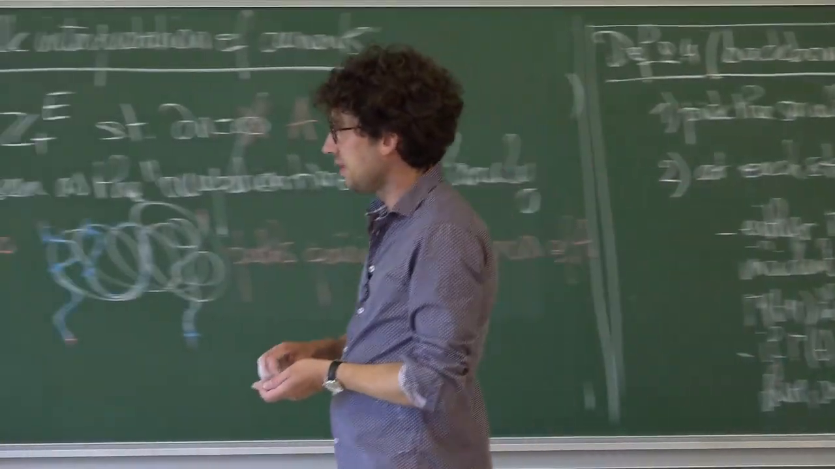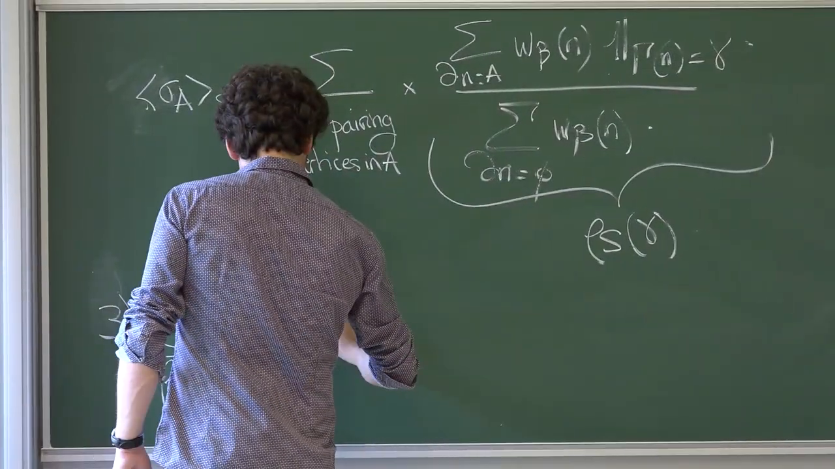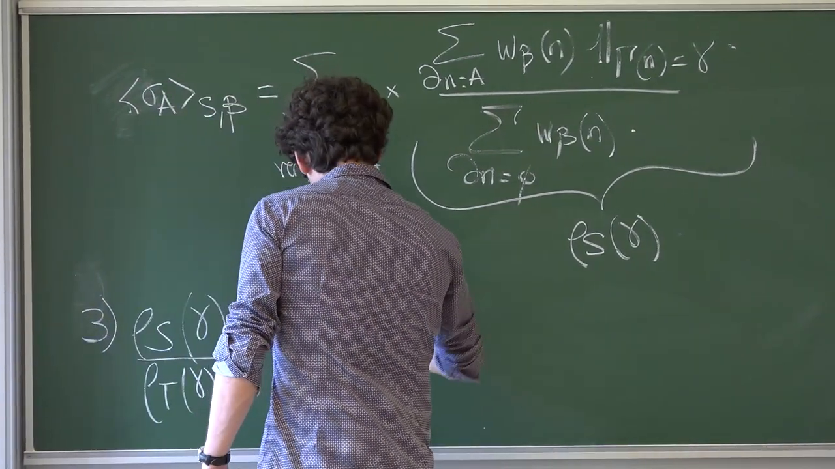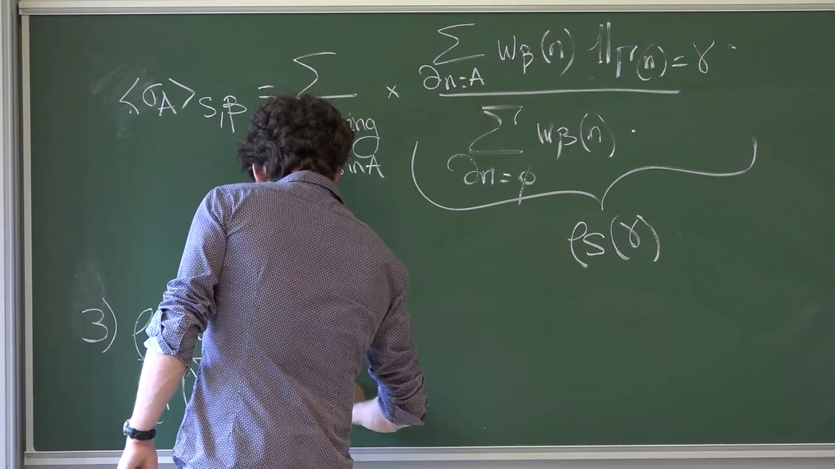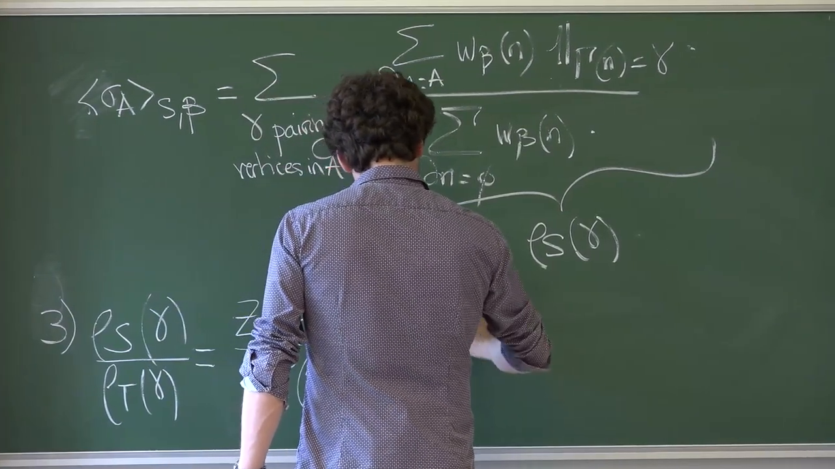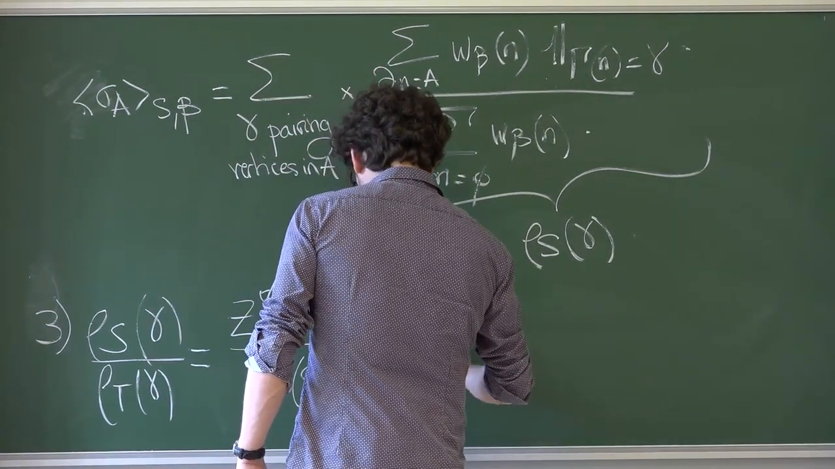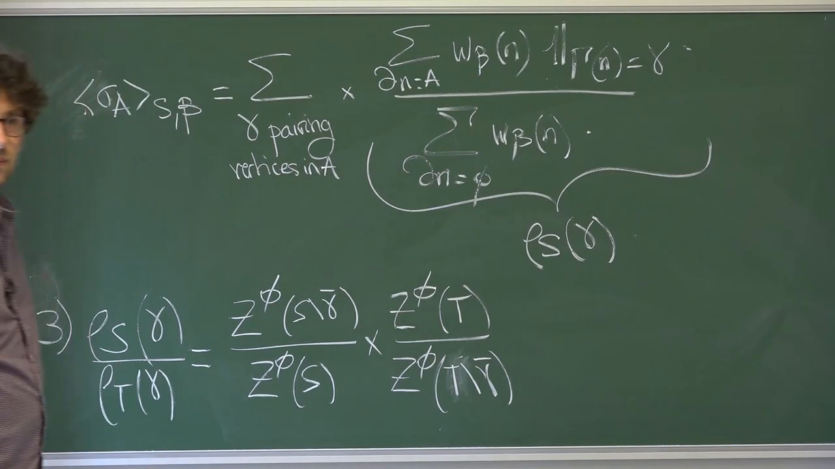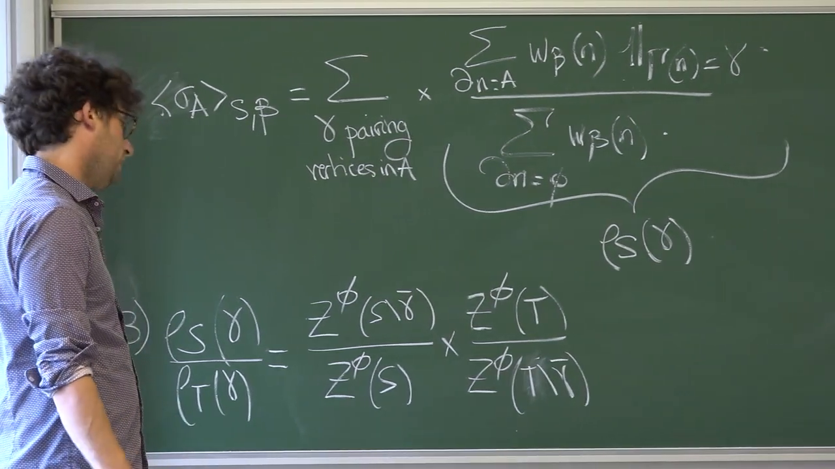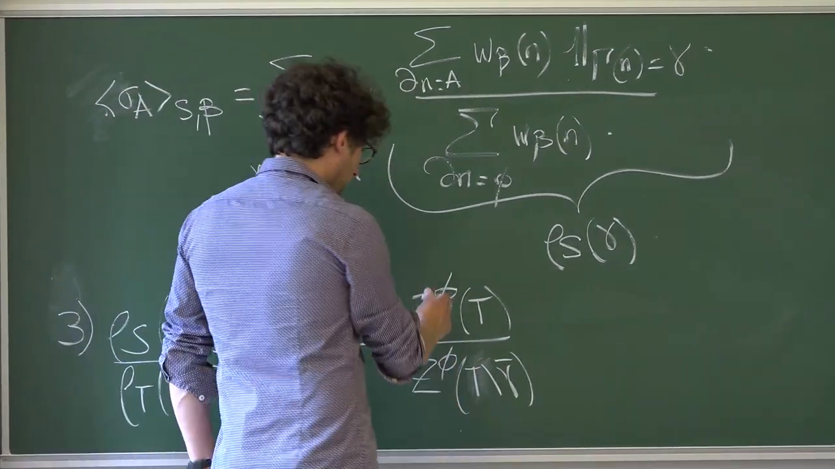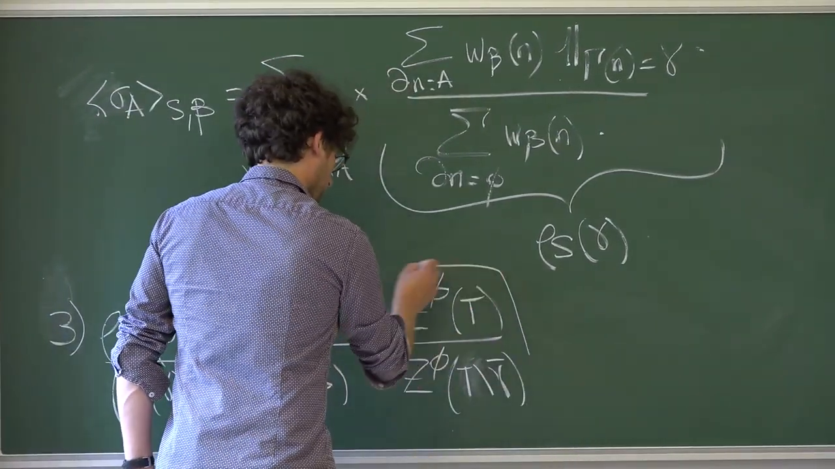So I end up with Z empty set of S minus gamma bar over Z empty set of S times Z empty set of T over Z empty set of T minus gamma bar. Okay? Okay, and so you want to be proving that this is larger or equal to 1. Okay? Well, this is due to one very simple observation, but I mean a powerful one.